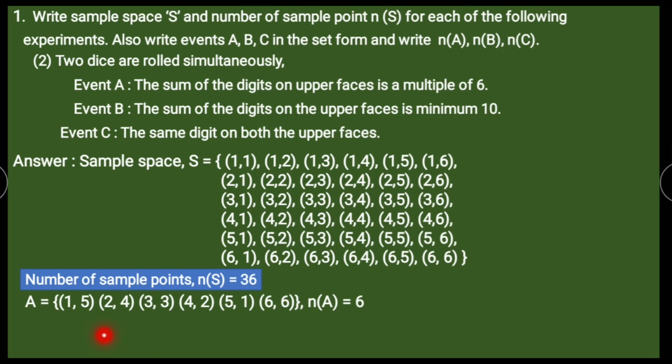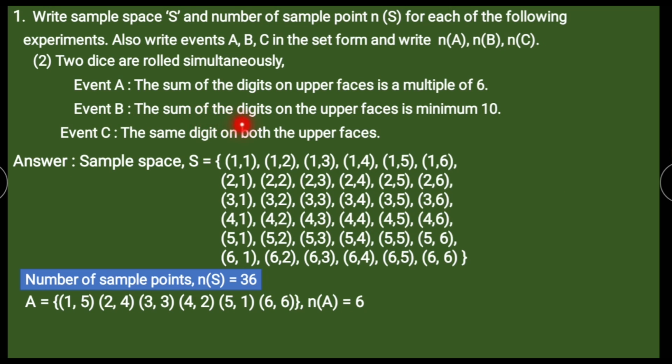So see here A equals {(1,5), (2,4), (3,3), (4,2), (5,1), (6,6)}. All these elements we write in A. If we add them, we get 6 or 12. So 1 plus 5 is 6, 2 plus 4 is 6, 3 plus 3 is 6, 4 plus 2 is 6, 5 plus 1 is 6, 6 plus 6 is 12, which are multiples of 6. So the total number of elements is 6 here. So n of A equals 6.